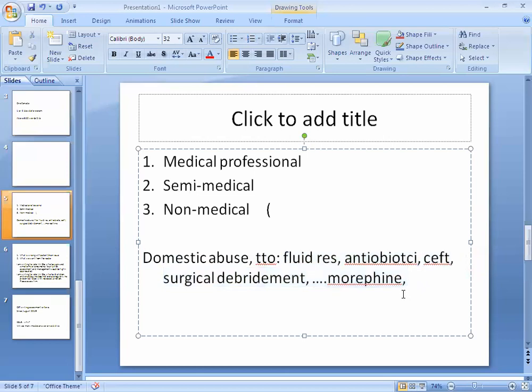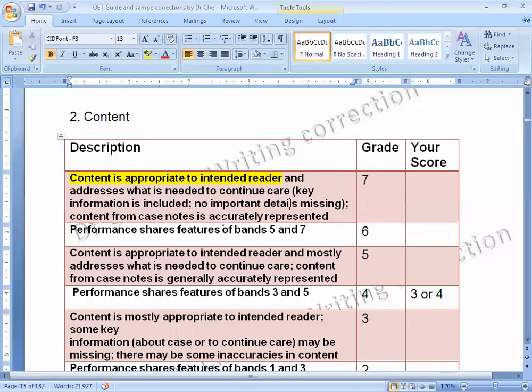Okay. If, for example, you are a burn department specialist, and you are sending this patient back to the GP, will you mention how the patient was treated? Yes, we can mention them. In this case, because we are writing to a medical professional, these are relevant information for the reader. So our letter changes according to the reader.